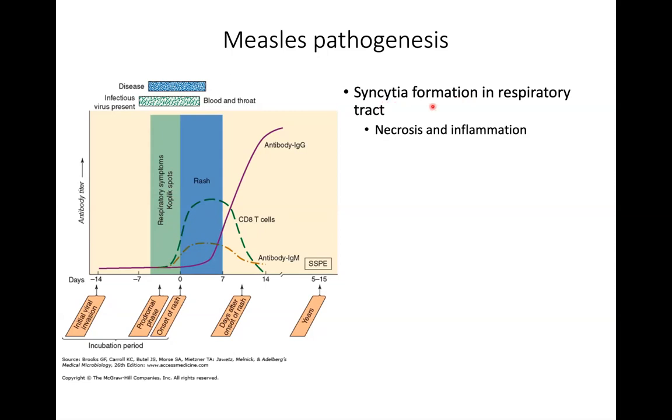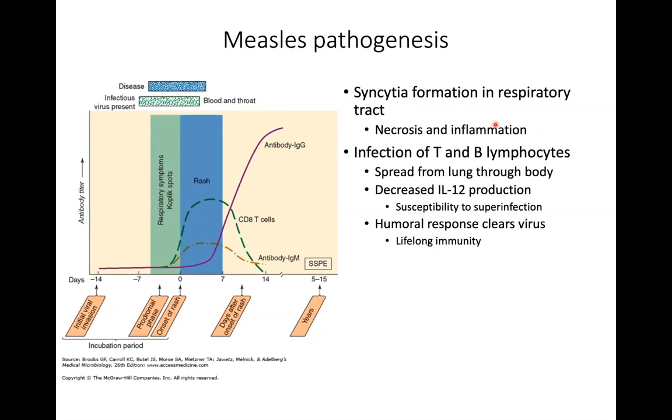So there in the respiratory tract, syncytia are forming, like we see with RSV, and this leads to necrosis and inflammation there in the respiratory tract. So it appears as like a mild cold, a little bit of difficulty breathing, but at this point, nothing super severe that you wouldn't think is normal for a young child. However, as this inflammation is occurring, we get the recruitment of T and B lymphocytes to the lungs. The virus then infects those cells and spreads from the lungs throughout the body.